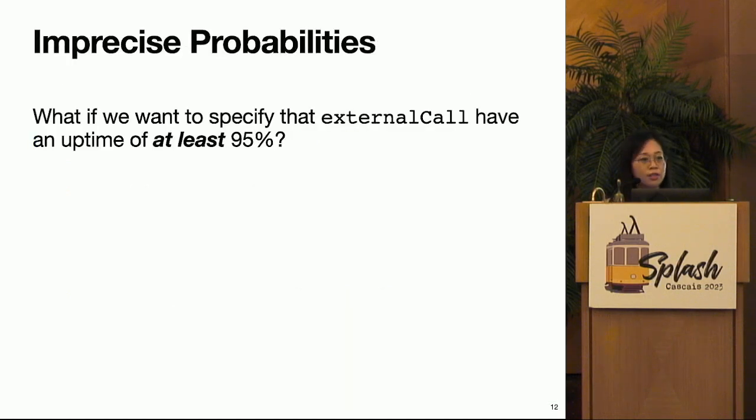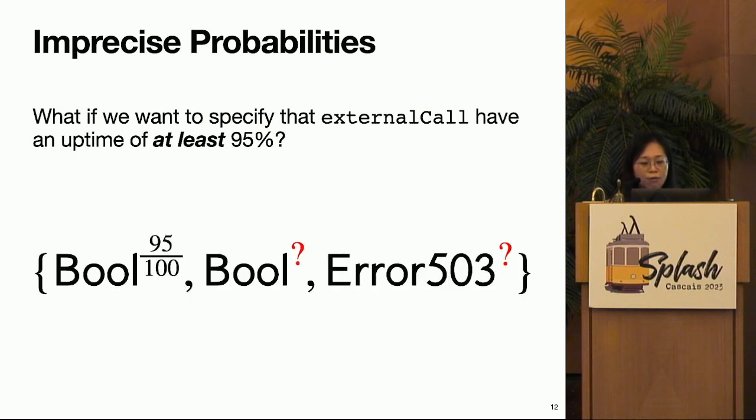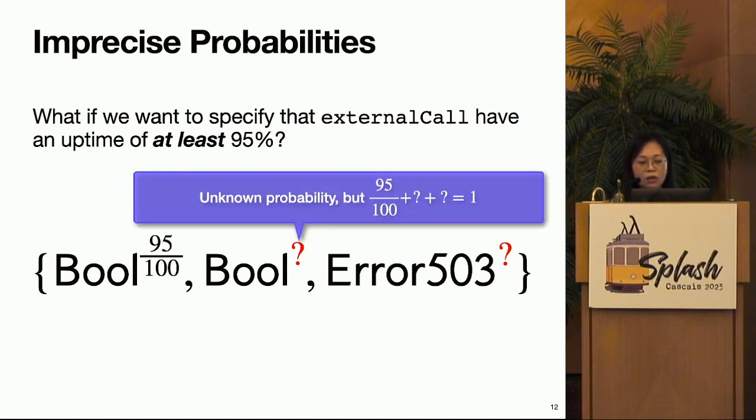For instance, what if we want to specify that external code has an uptime of at least 95%? We do this by defining Boolean with 95% probability. And then also, you can have a Boolean with unknown probability and an arrow with unknown probability. There you have imprecision in the probabilities. And these unknown probabilities are subject to, of course, the probabilities having to sum up to 1.